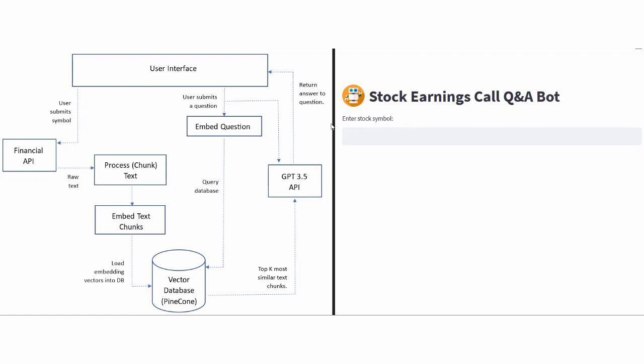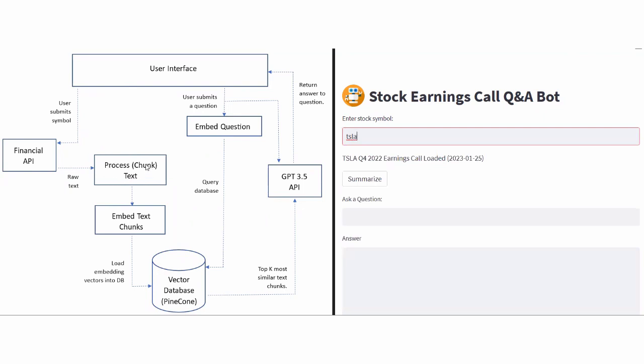Here we have the user interface. I can enter any symbol. This time I'm going to enter in Tesla. So what it's doing is the user interface submits the symbol to a financial API, which then returns the raw earnings call text. The program takes that text and divides it up into individual text chunks, and then each of those chunks are processed and converted into word embeddings, which are then loaded into a database. Once this happens, a message is sent to the user interface, which we see right here, indicating that now we're ready to ask questions.